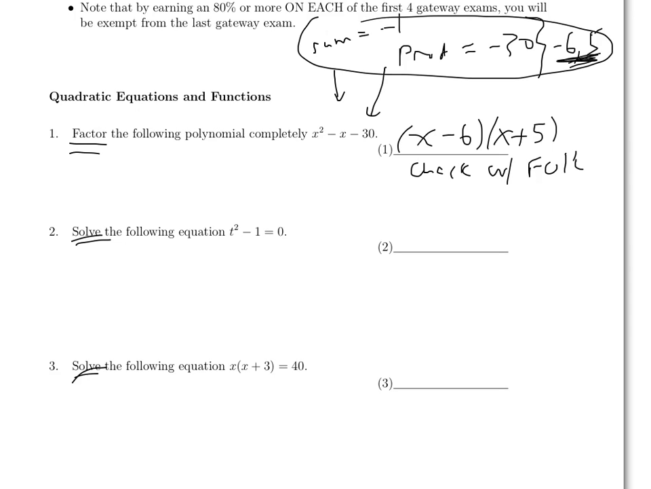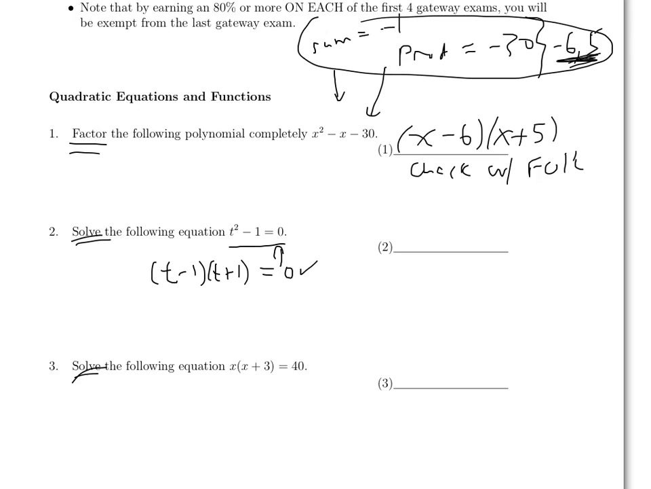In number 2, when we want to solve a quadratic, we want to make sure, first of all, that there's a 0 on the right side. There is, so that's good. And then we factor the left side. In this case, the left-hand side factors as t minus 1 times t plus 1.